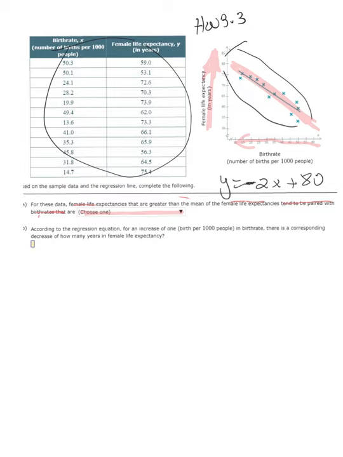And then the other question is, according to the regression equation, for an increase of one in the birth rate, there's a corresponding decrease of how many years. So when we're talking about this rate of change, we're going to look at the equation they've given us and look for the slope. That's telling us how the rate is changing. In our case, as you go up 1 here, you're coming down 2. So you'd have a decrease of 2 because the slope is -2. All right, have fun with that one.